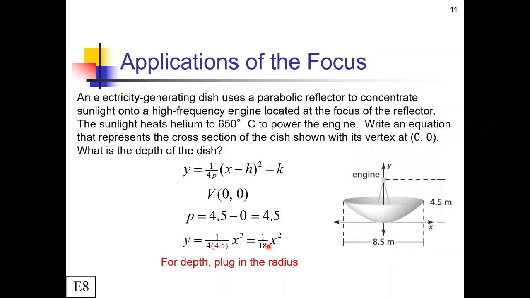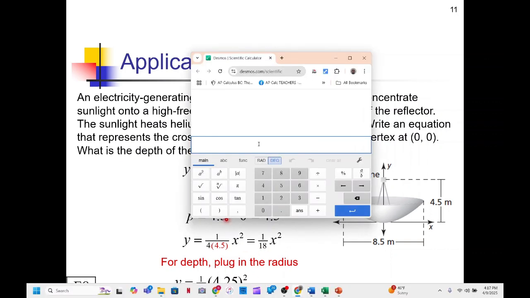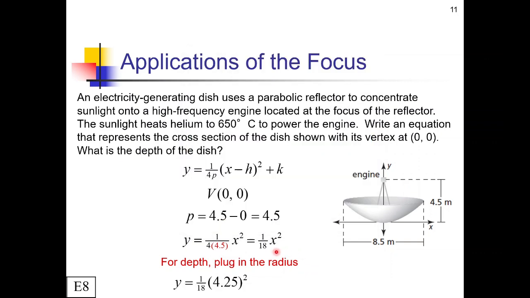So we just need to do 1 over 18 times 4.25 quantity squared. And I'm going to go to Desmos to sort that out. So here we are. We've got 1 over 18 times 4.25 squared. And that comes out to very roughly 1, if we round it off. So we're going to call that about 1 meter deep.